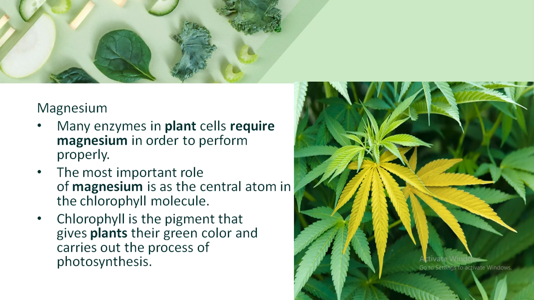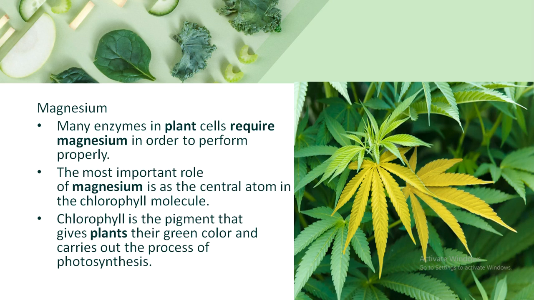Magnesium. Many enzymes in plant cells require magnesium in order to perform properly. The most important role of magnesium is as the central atom in the chlorophyll molecule. Along with nitrogen, magnesium also helps in the formation of a chlorophyll molecule. If chlorophyll is present, it gives a green color to the leaves, but if it is not present, it will form a condition called chlorosis.